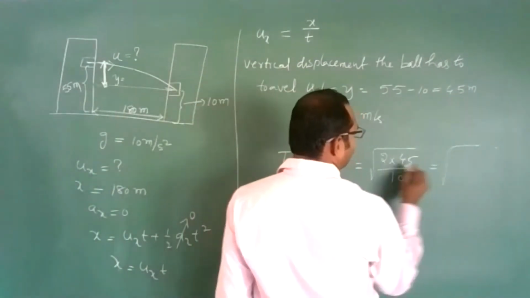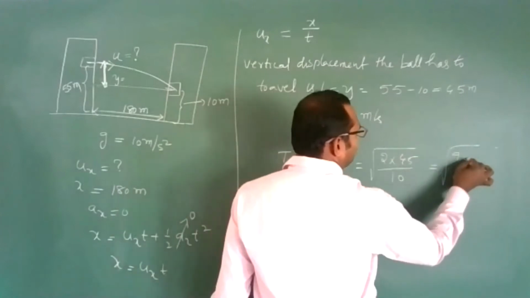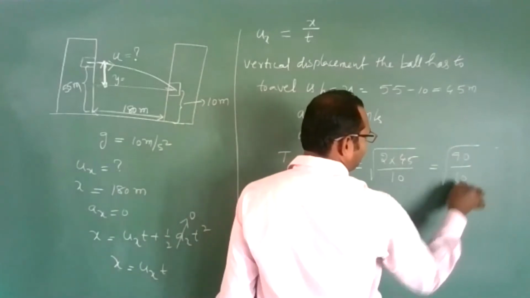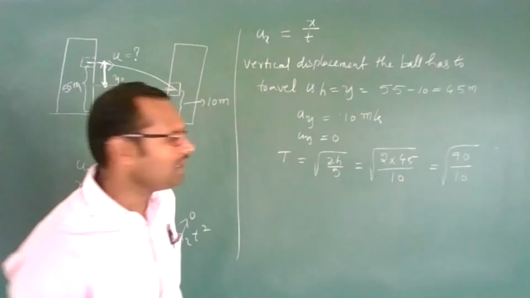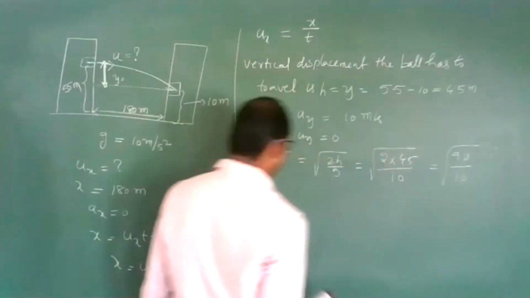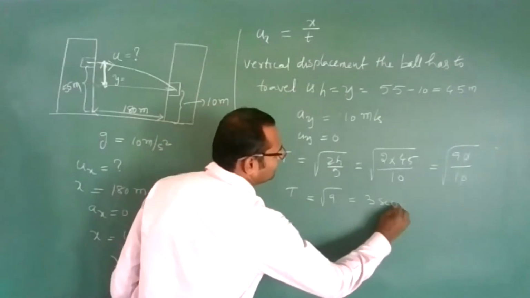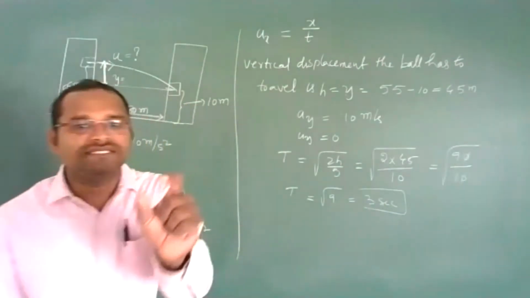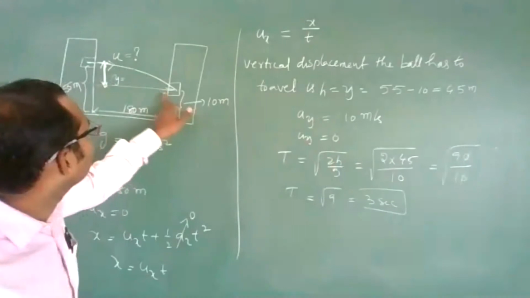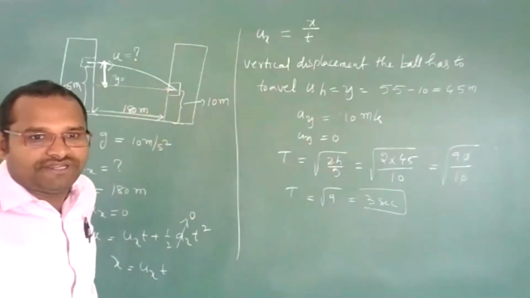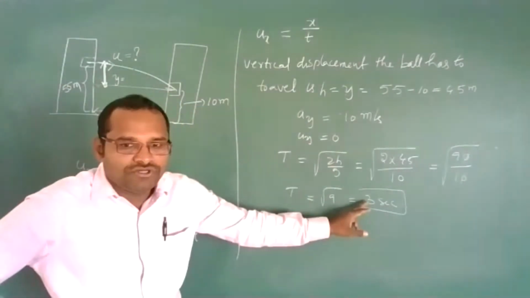Root of 2 into 45 is 90, 90 by 10 is 9. So you get t equal to root 9. Root 9 is nothing but 3 seconds. So it will take 3 seconds to reach this window. Time I have found first. I am going to find time.